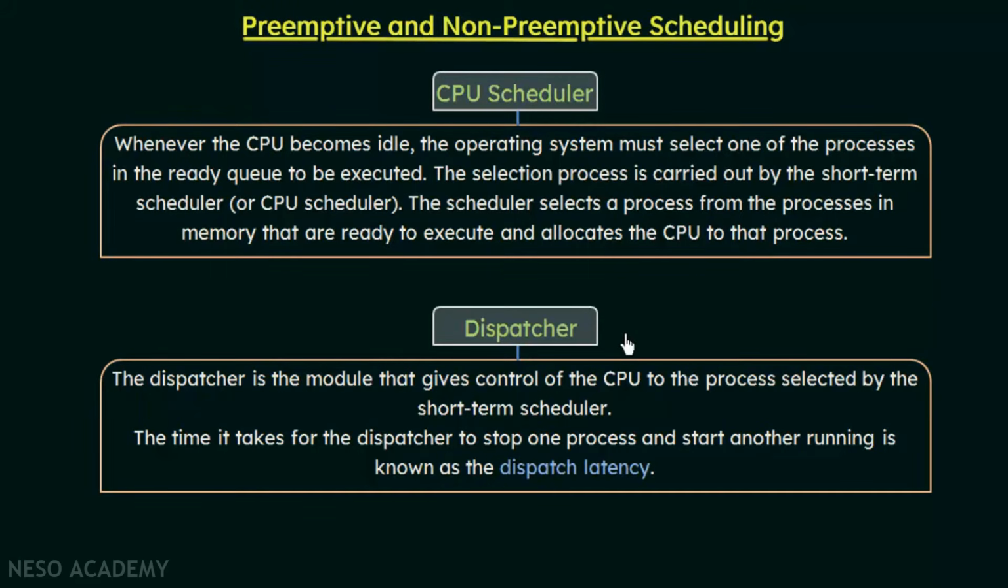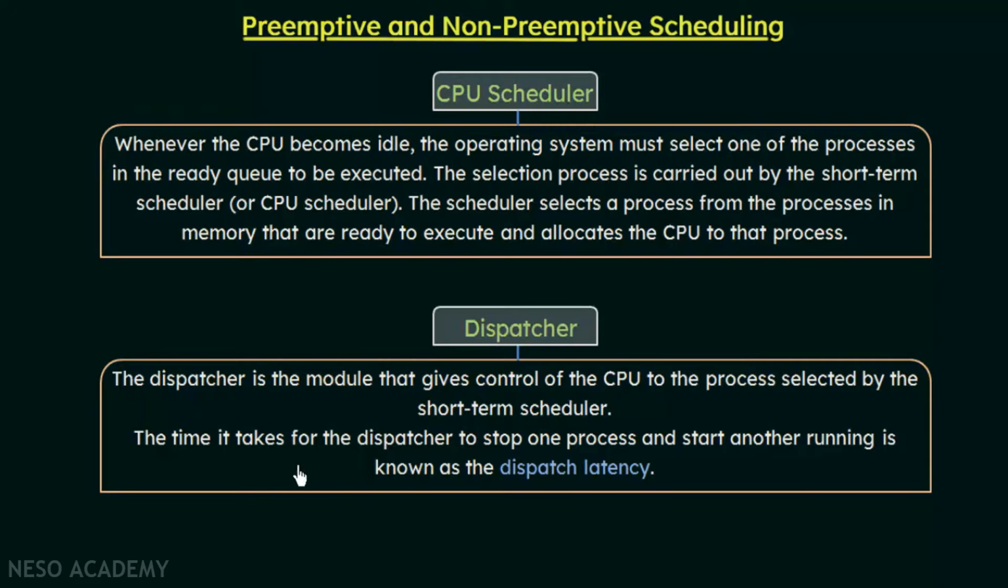We need to understand that this dispatcher has to be very quick because there is a lot of process switching taking place. There are different processes waiting for the CPU, and when one process is executing and goes into a waiting state, we need to give the CPU to another process. This happens very frequently, and the switching between these processes must happen very quickly. So the dispatcher has to be very quick.